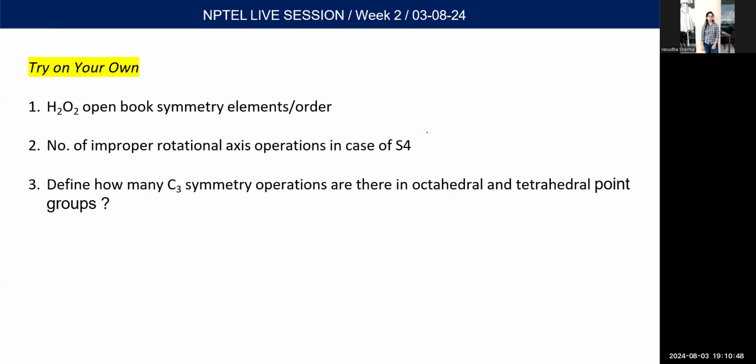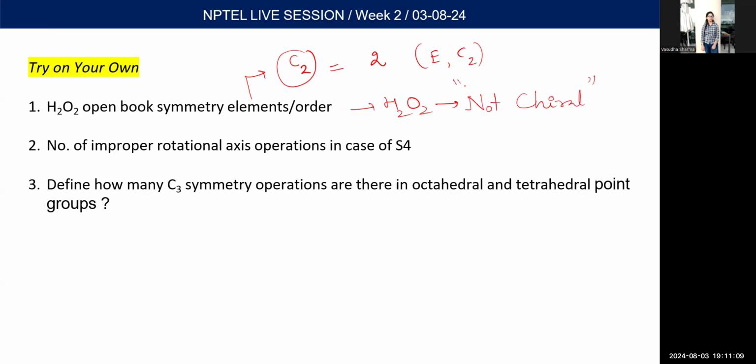This you have to try out, which we have already seen, that H2O2 is open book. So the symmetry element we are seeing is C2 only and the order is 2. It has E and C2. This is chiral, but H2O2 is not chiral. So you need to remember this fact for sure, and the reason is also the single bond rotation.